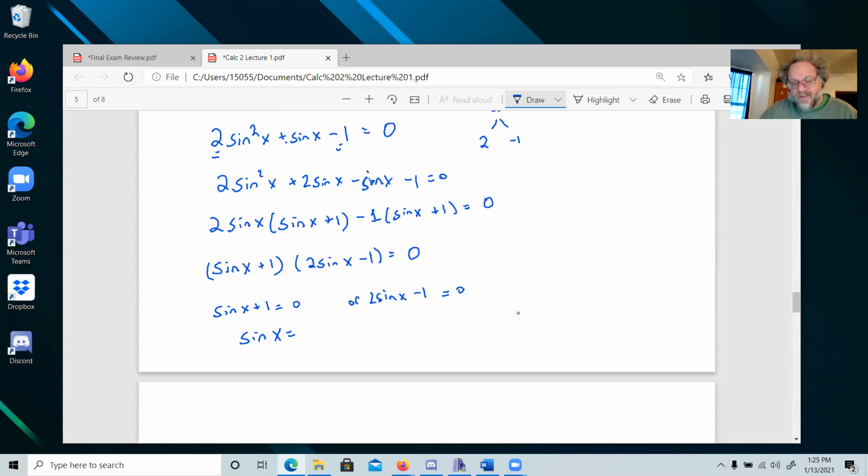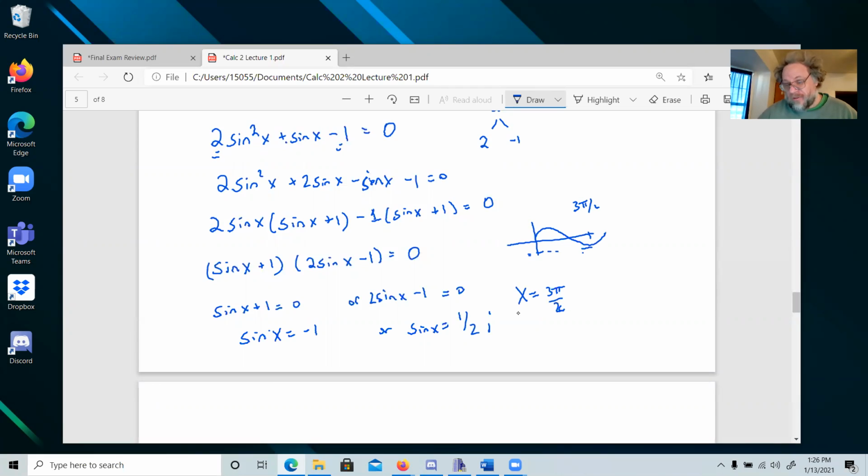So we have sine x is equal to -1, or sine x is equal to 1/2. Is that okay? You're all right with me putting the 1 over here and then dividing by 2? Do you remember where sine x is equal to -1? That's down here. That's going to be 3 pi over 2. So x is equal to 3 pi over 2.